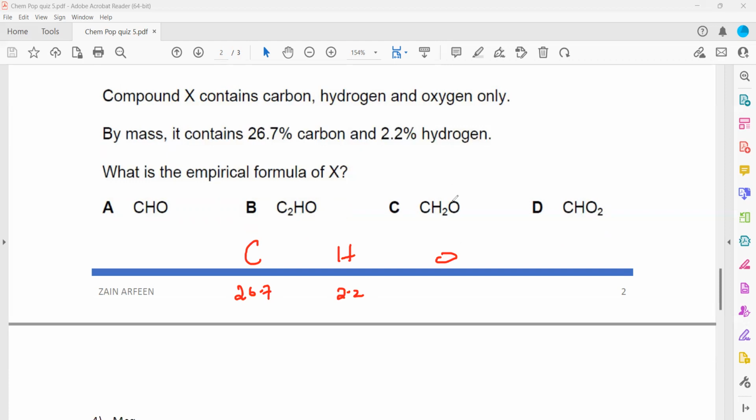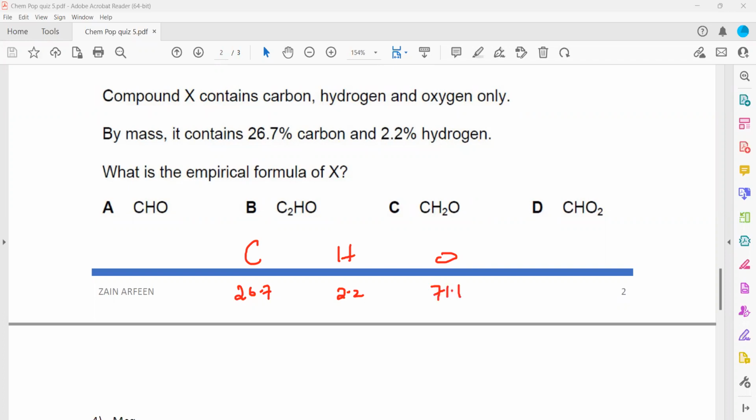So it is 26.7 plus 2.2. That is 28.9, and subtract this from 100. That will be 71.1. So oxygen is 71.1.